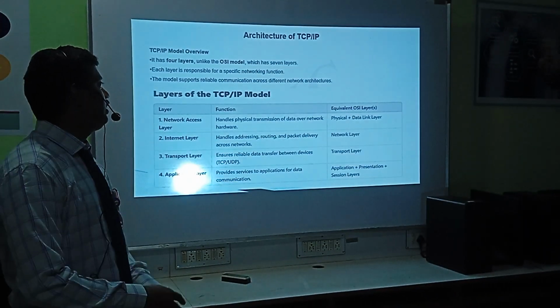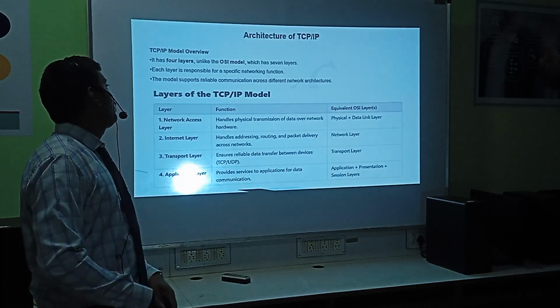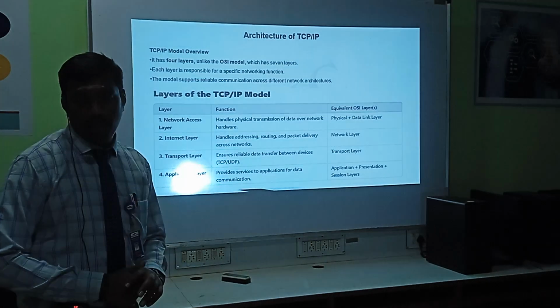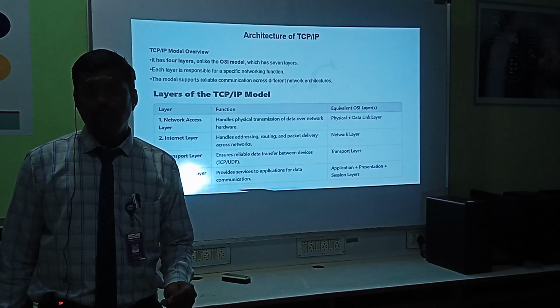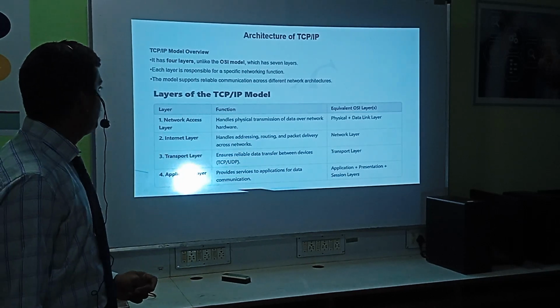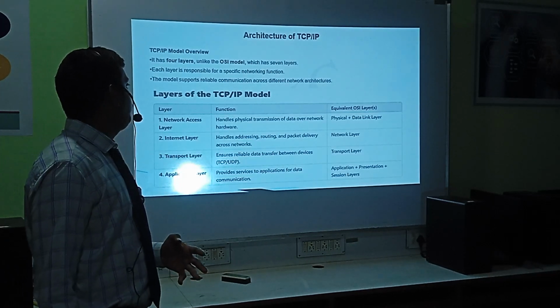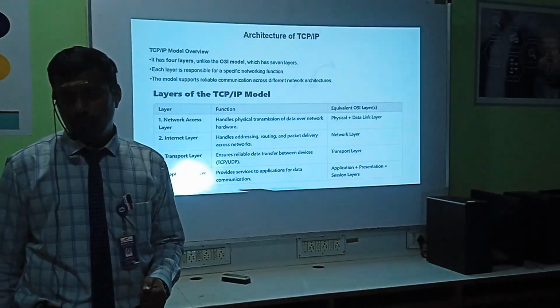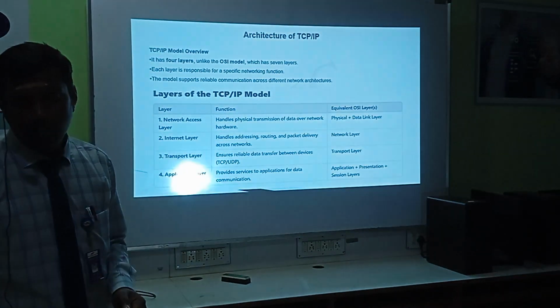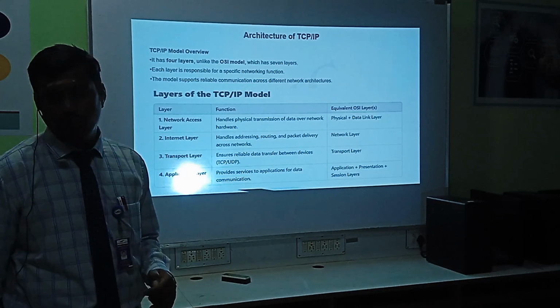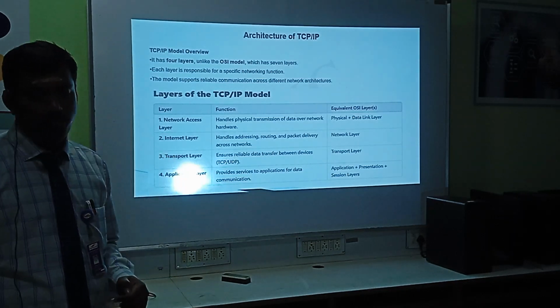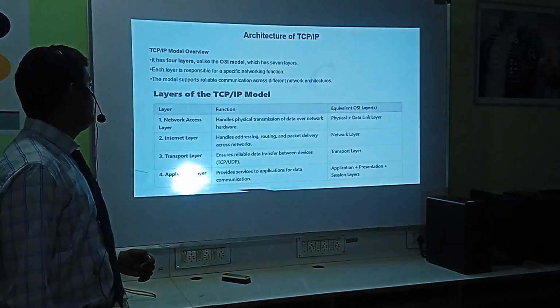Then we will see the architecture of TCP/IP. The TCP/IP overview: it has 4 layers, unlike the OSI model which has 7 layers. Each layer is responsible for a specific networking function, and this model supports reliable communication across different network architectures. So we will see one by one what the layers are in the TCP/IP model.